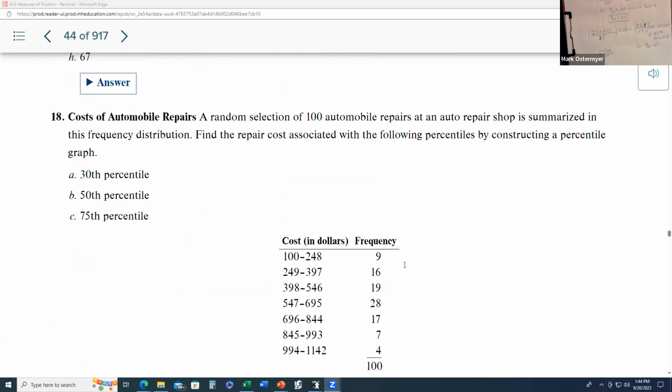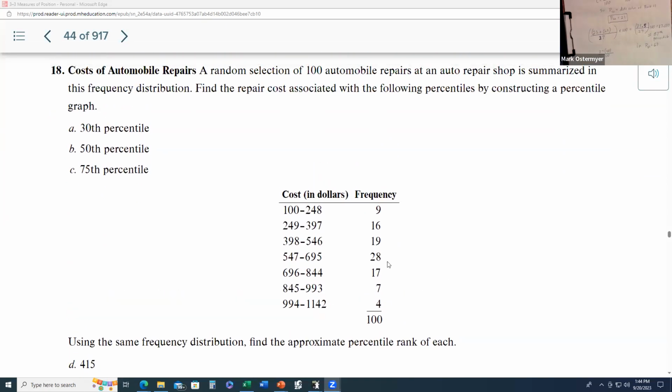Well, number 18 here. They want us, ladies and gentlemen, to approximate the 30th percentile of this grouped data set here. Okay, this is grouped data. All right, and how do we do it? Well, we have a frequency distribution table here. So this is how we're going to do it here. This is not a classwork problem. Okay, I'm going to demonstrate this one.